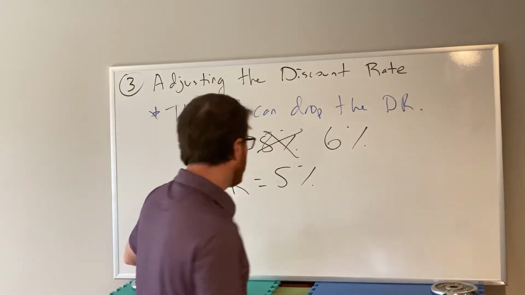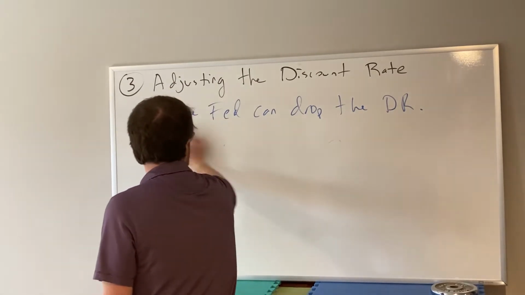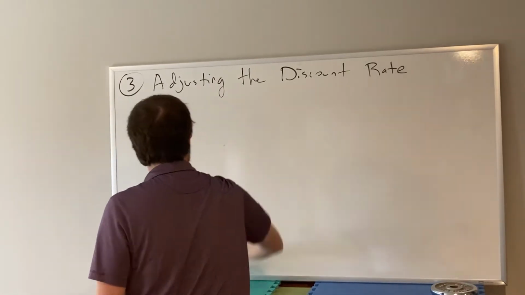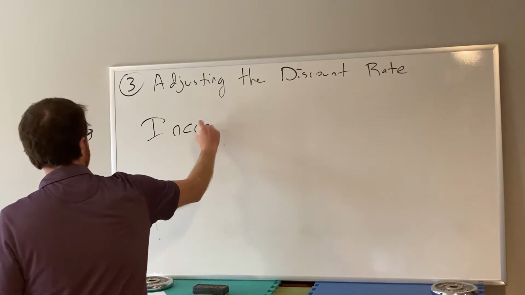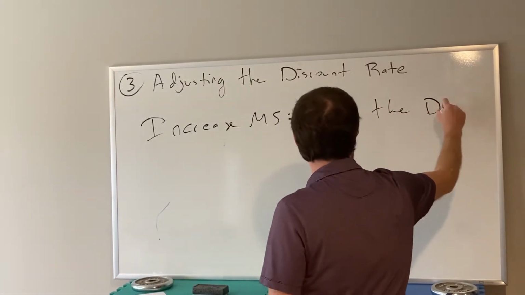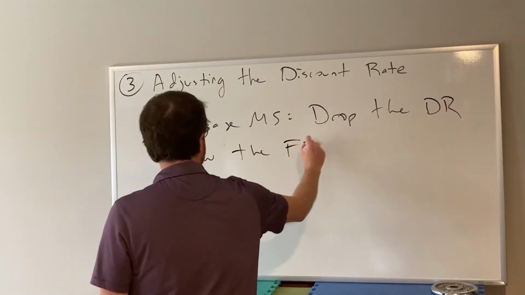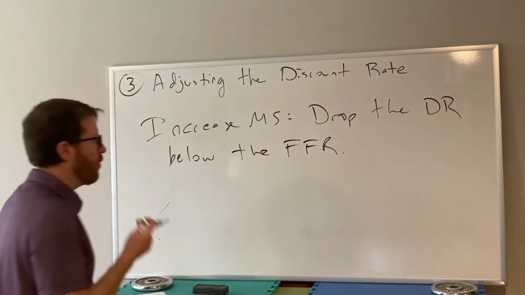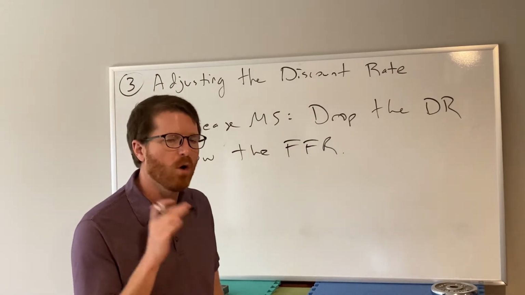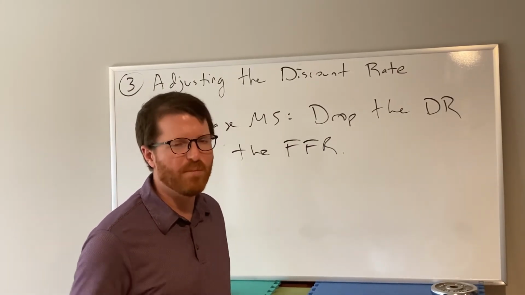Okay? So if we're going to be exact and we're going to be accurate, the simple answer to how does the Fed adjust the discount rate if it wants to increase the money supply is it needs to drop the discount rate below the federal funds rate. All right? And the reason that works is when the discount rate is below the federal funds rate, banks will now borrow new money from the Fed instead of borrowing pre-existing money from banks.